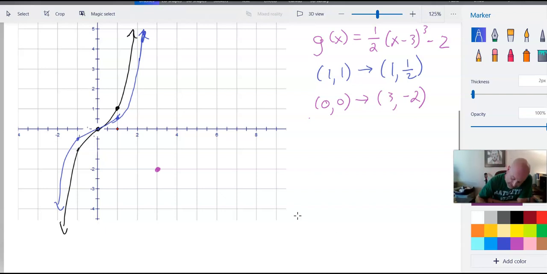But everything else is still true. I notice here, I move to the right 1 and up 1/2. So that means I have a point there. And the same thing is true over here. And that means that my new shape does one of these deals.